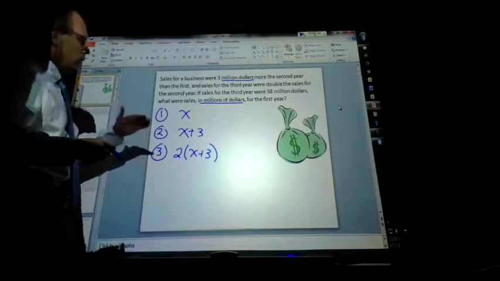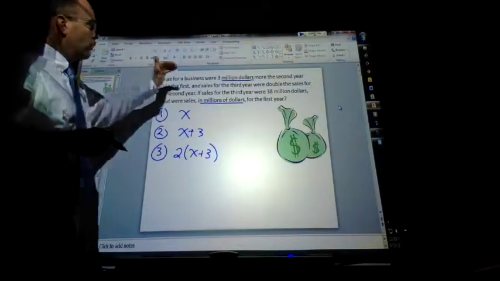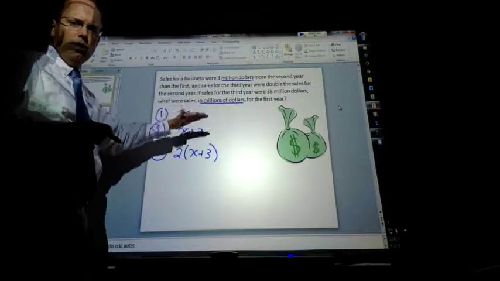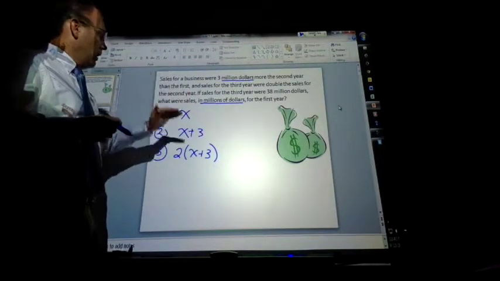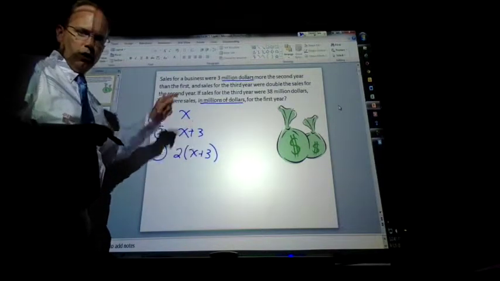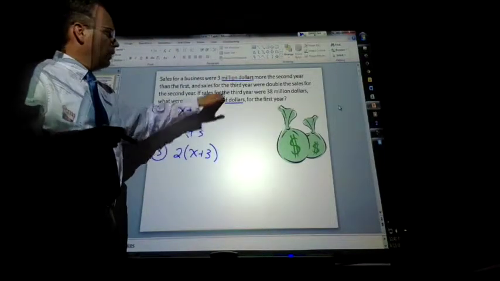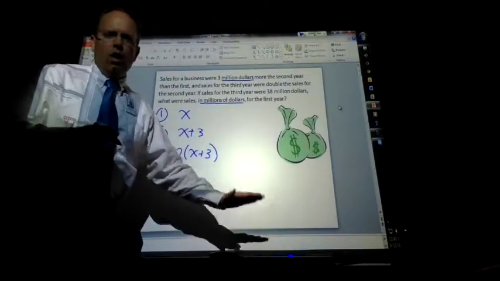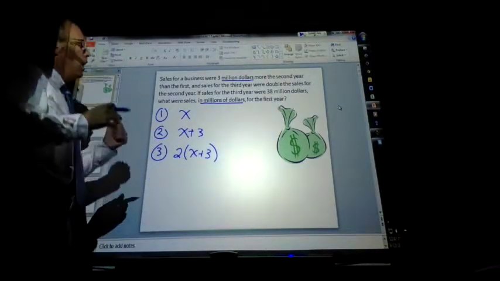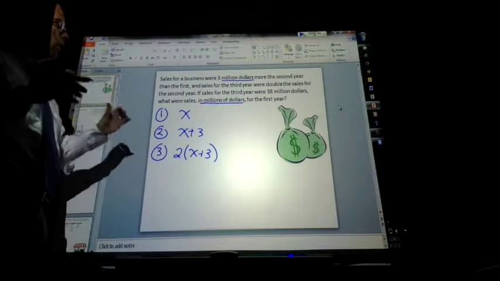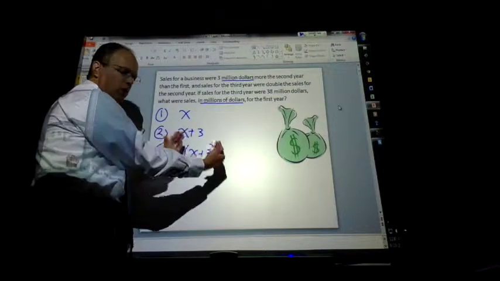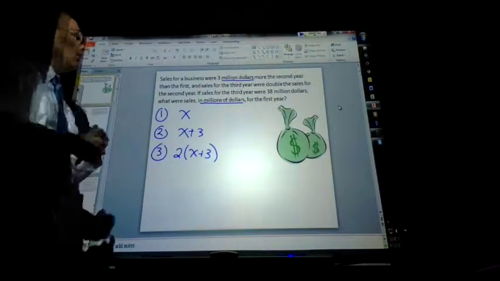Okay, so let's go through how we got our expressions. We said sales for a business were $3 million more the second year. I didn't know what the first year was, and after reading the whole problem, I still don't know what it is. But I know the second year we were able to make $3 million more than the first year. Again, our answer will be in millions at the very end, but we're not going to worry about the millions at this point. The sales the third year were double the second year. So whatever the second year made, which was x plus 3, we're going to double that. We're going to put it as a quantity, because we have to double the whole thing.